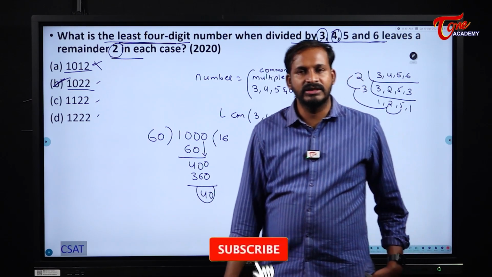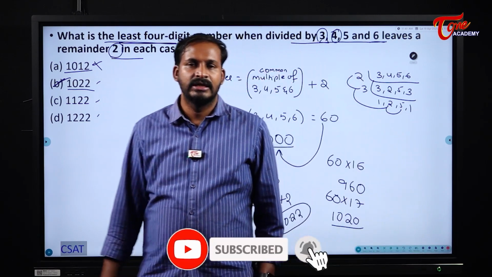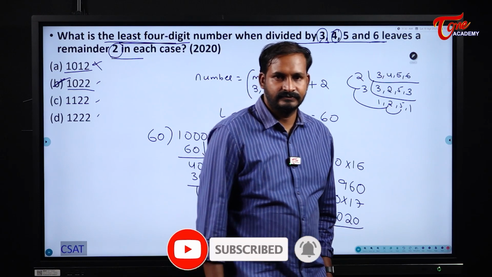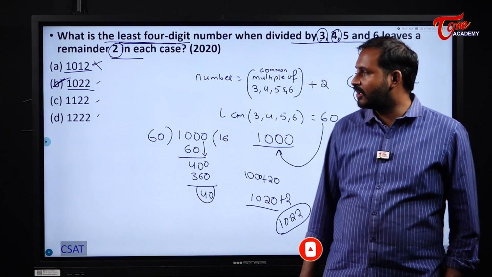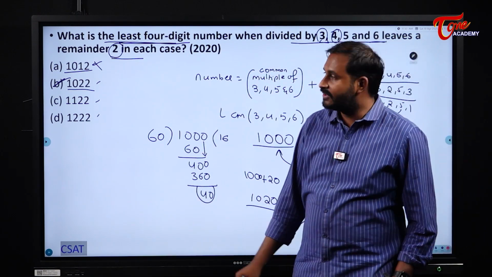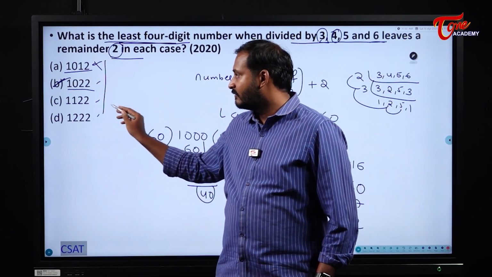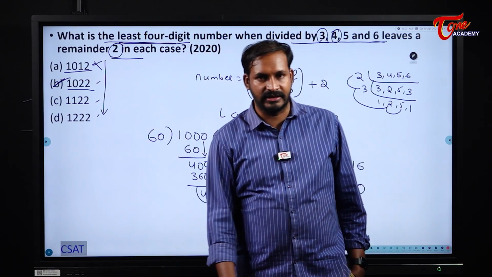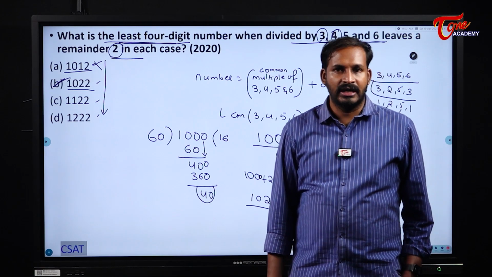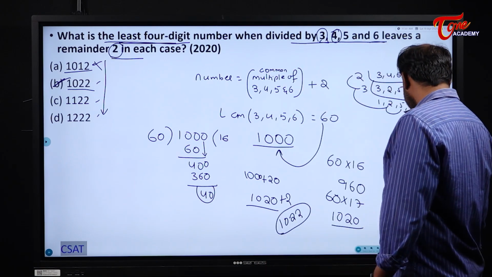So, instead of that, students, if you are really good in divisions, please go with the option verification. My suggestion is please go with the option verification, and always try to check from the least one. Why? Because we want the least 4-digit number. Okay, understood? Right. The next one.